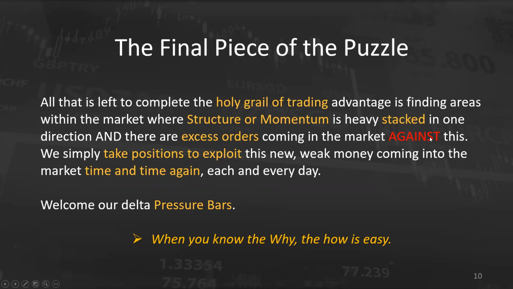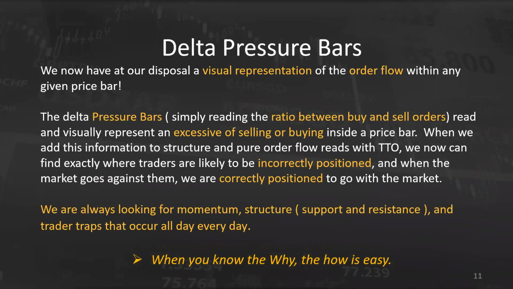That loses 90% of the time. New orders against momentum or new orders against support and resistance. This loses almost all the time. And we take our positions to exploit this weak new money coming into the market time and time again, each and every day. In the way we do that, we have something called delta pressure bars.